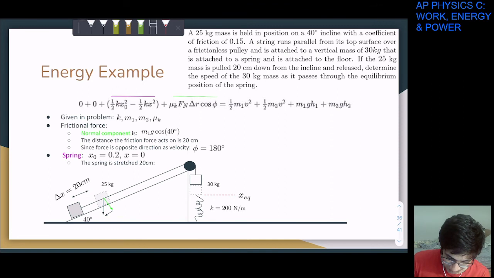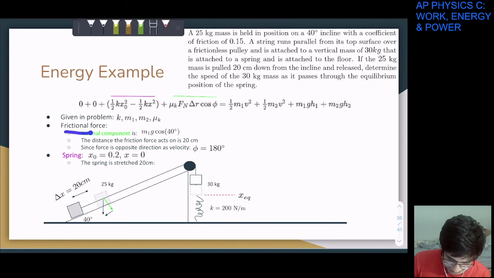Yeah, so in the problem we're given K, our spring constant, 200 newtons per meter. We're given M1, we're given M2, and we're given the frictional force, or our coefficient of friction, which is 0.15. And do remember, if they don't specify static or kinetic and it's just one, you can assume that's the one you're going to work with.